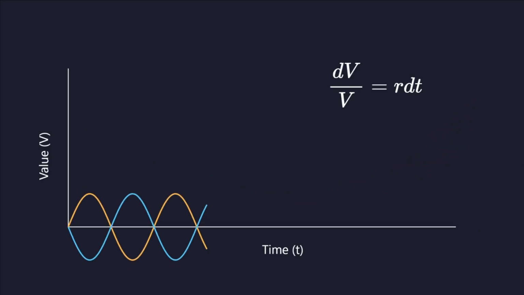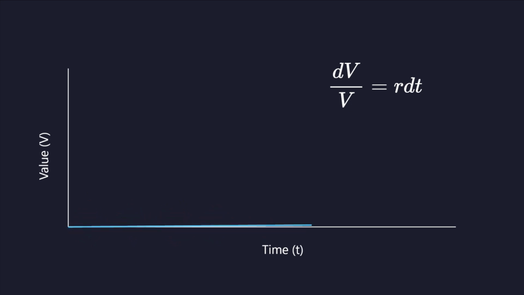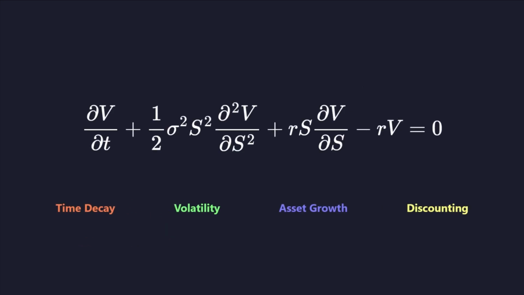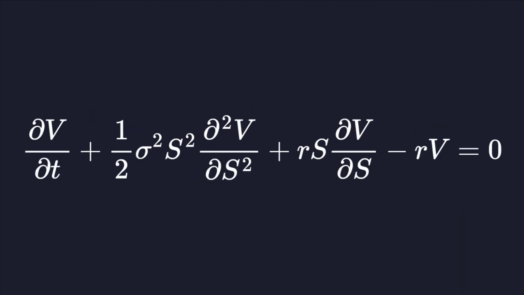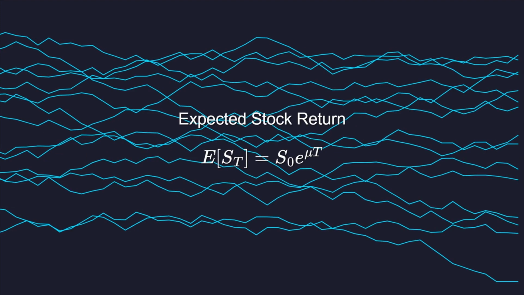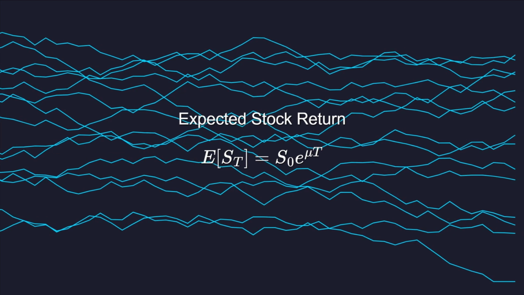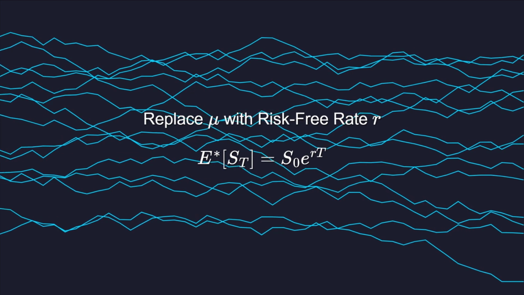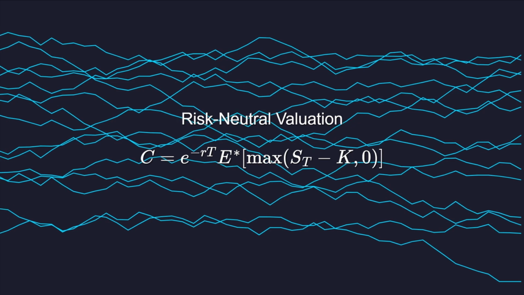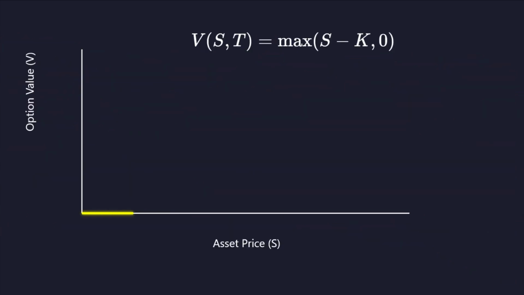Because the hedged portfolio is riskless over an infinitesimal time step, it must earn the risk-free rate of return to prevent arbitrage opportunities. Combining these elements yields the Black-Scholes partial differential equation, which relates the option price to the asset price, time, volatility, and interest rates. The equation contains a time decay term, a convexity term related to volatility, and a drift term related to the risk-free interest rate. Crucially, the expected return of the stock does not appear in the final equation. This implies that options can be priced in a risk-neutral world.